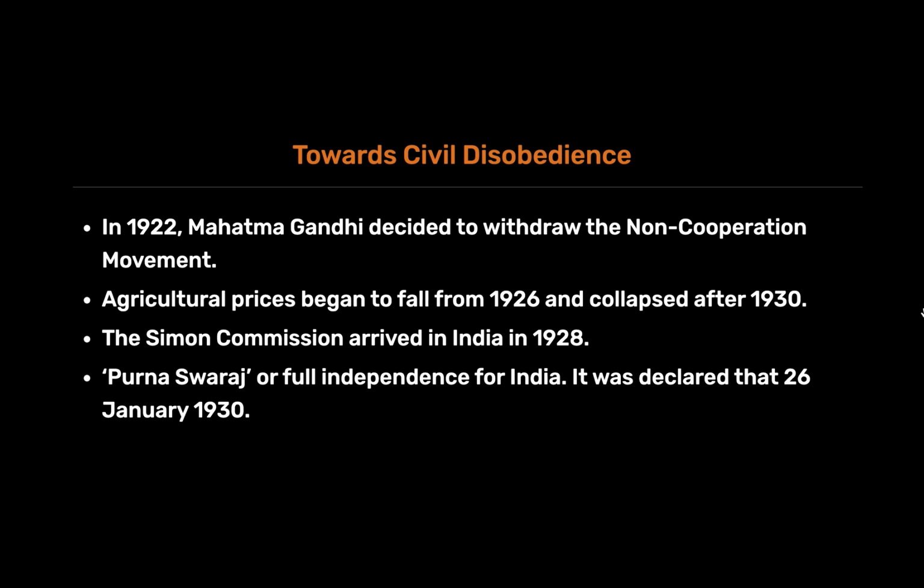When the Simon Commission arrived in India in 1928, it was greeted with the slogan "Go back Simon." All parties, including the Congress and the Muslim League, participated in the demonstrations. In December 1929, under the presidency of Jawaharlal Nehru, the Lahore Congress formalized the demand of Purna Swaraj or full independence for India. It was declared that the 26th of January 1930 would be celebrated as the Independence Day.